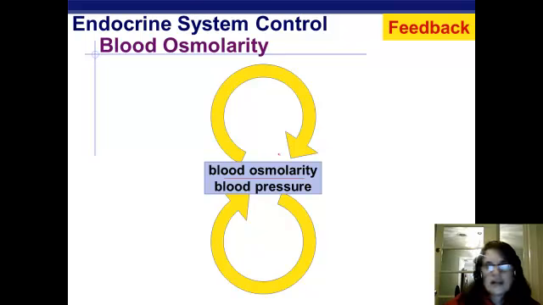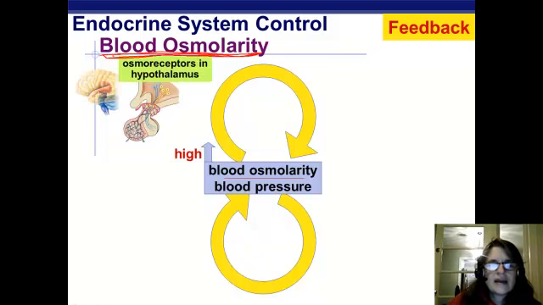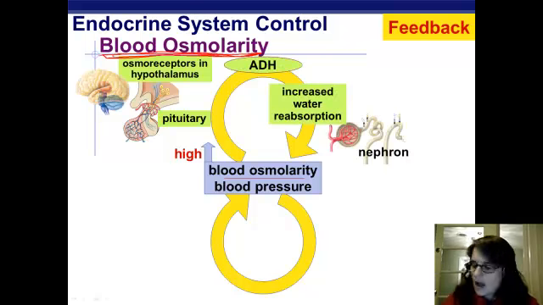Now, blood osmolarity, meaning the amount of water in your blood, the solute concentration in your blood, is also monitored and controlled by your endocrine system. If you get dehydrated, you are losing too much water. That means your solute concentration is getting too high in your blood. Your hypothalamus, a part of your brain, which we're going to talk about in a minute, will sense that.